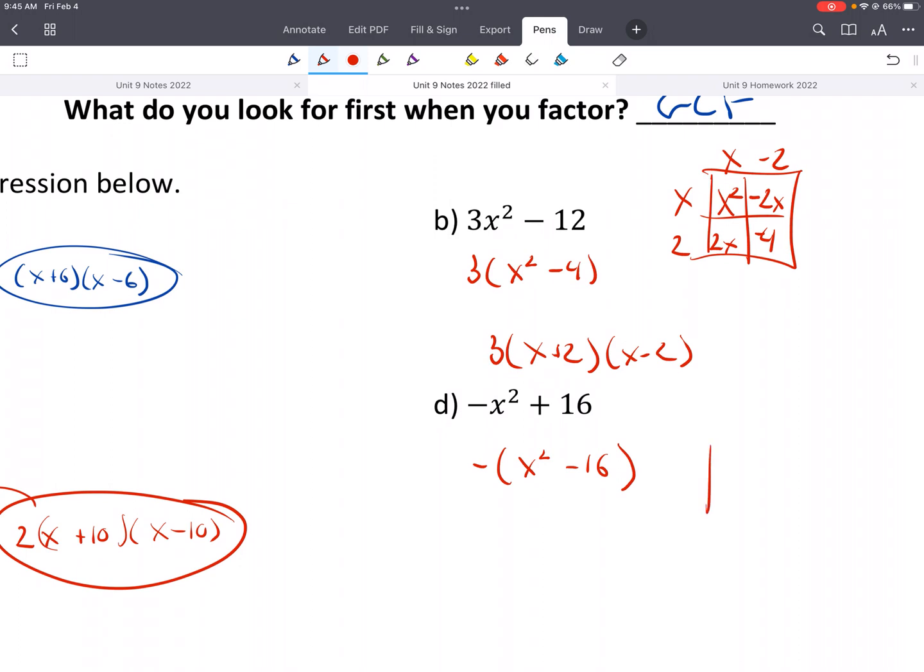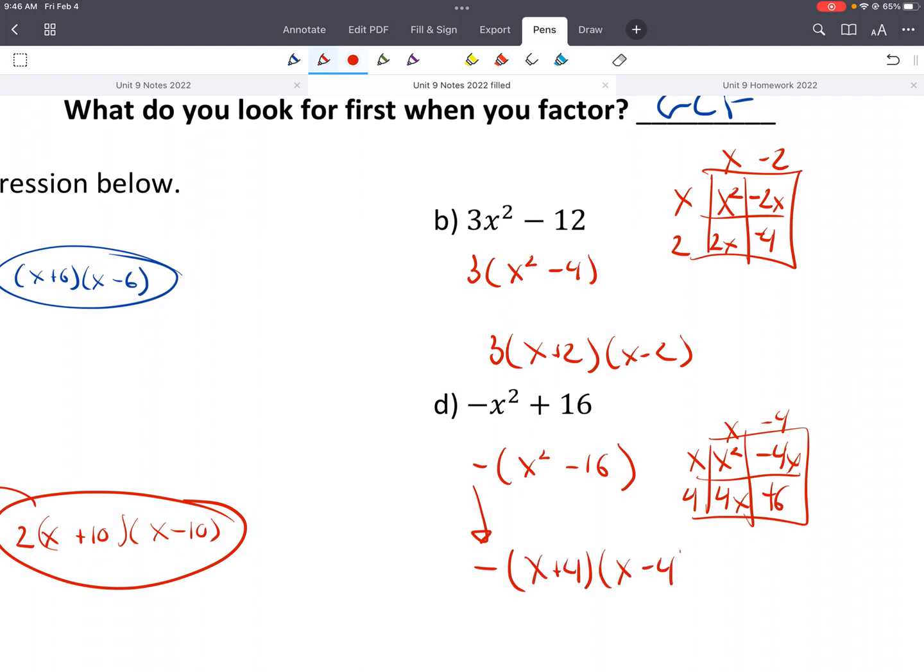Same thing here. You got x squared, negative 16. So the square root of 16 is 4. So we do like negative 4x and a positive 4x. So x and 4 and x and negative 4. So we got that greatest common factor, x plus 4 and x minus 4.